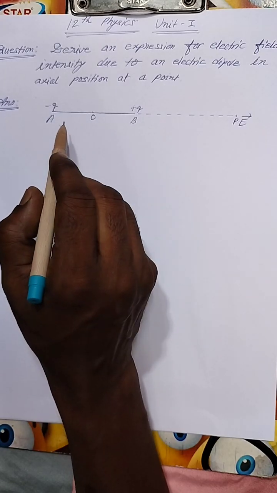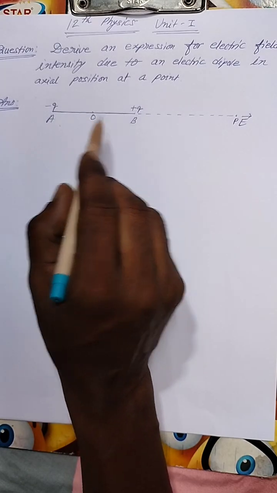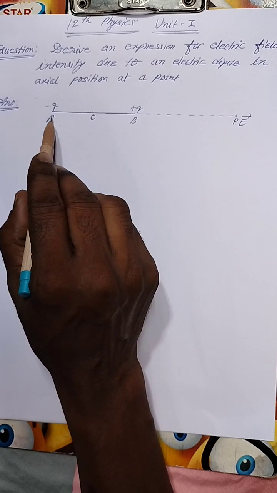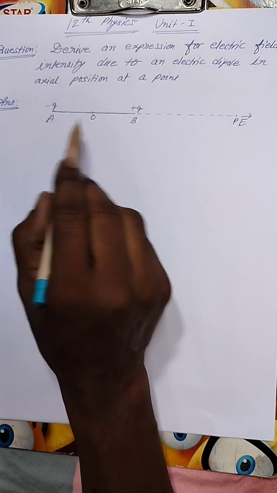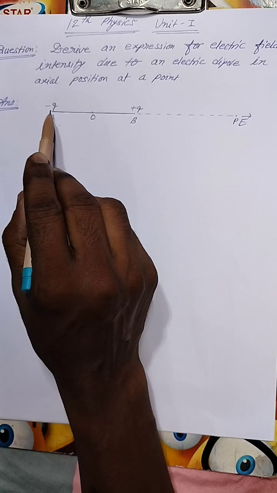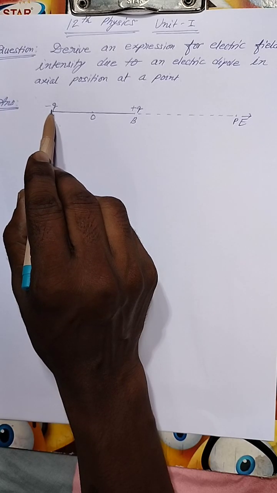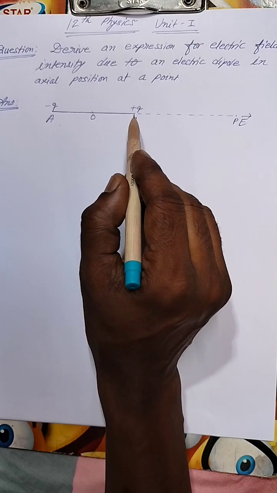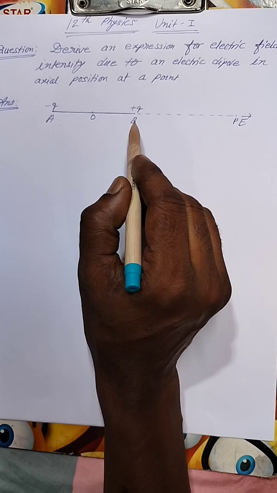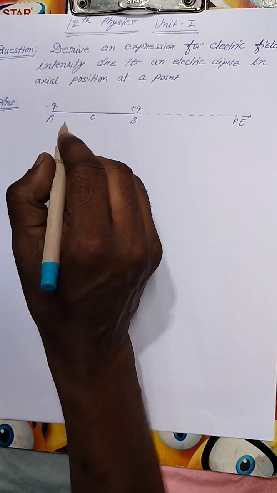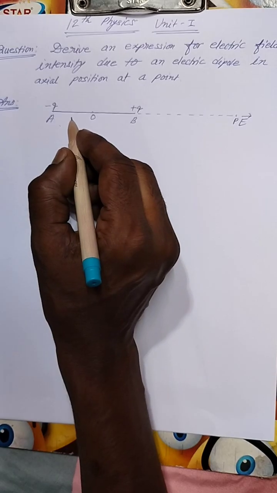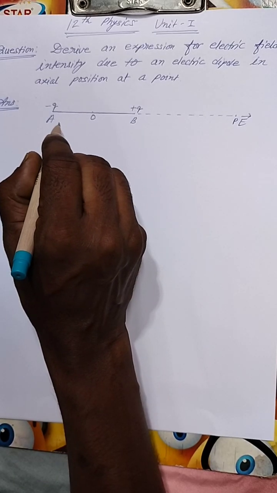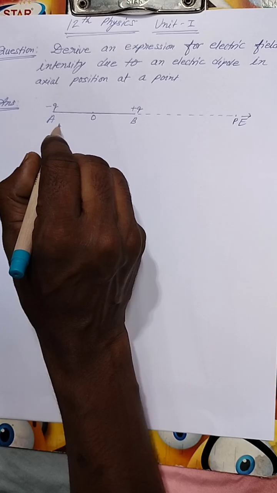Okay, please draw a dipole. These are two points A and B. Minus Q point charge is placed at point A and plus Q charge at point B. The distance between both equal and opposite charges is 2L.